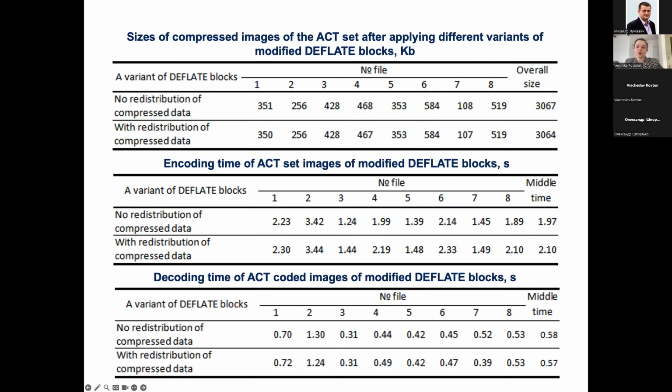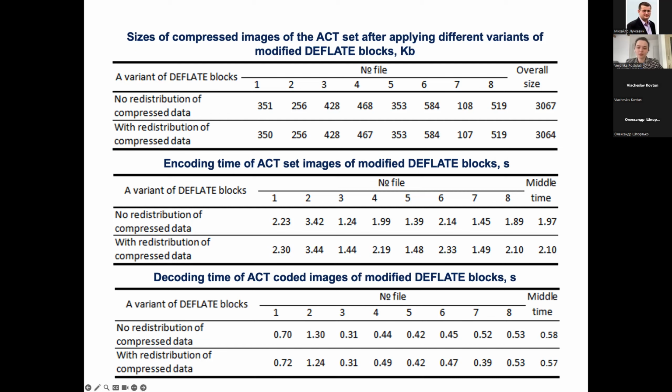Here are the results of applying the suggested redistribution. From the data in the tables, we can see that the application of redistribution of compressed data between modified deflate blocks made it possible to reduce the total size of the compressed images of the set by 3 kilobytes, although on average it slowed down the encoding by 6%. Moreover, a reduction in the size of the compressed image is observed both for photorealistic images, like number 4, and for synthesized images like numbers 1 and 7. Other compressed images are hundreds of bytes smaller.